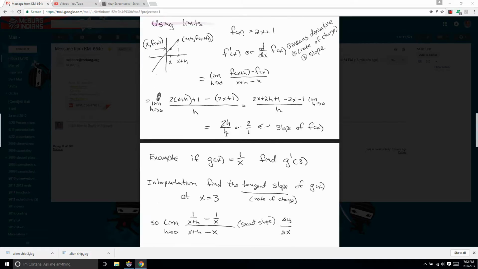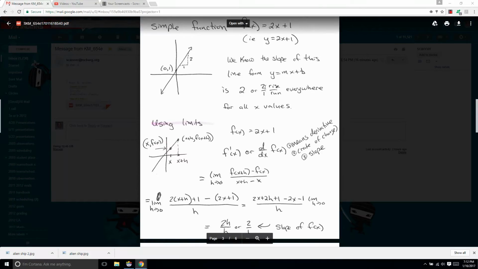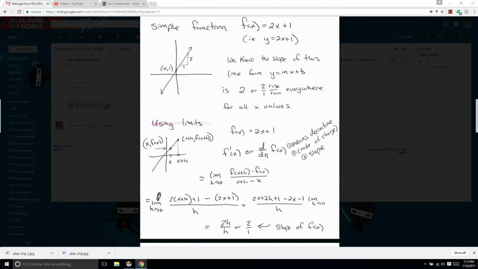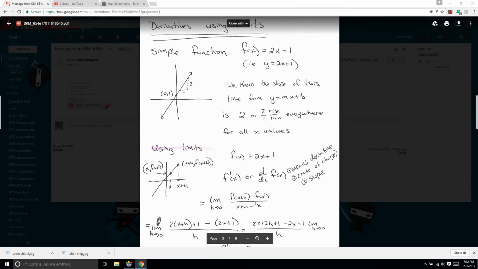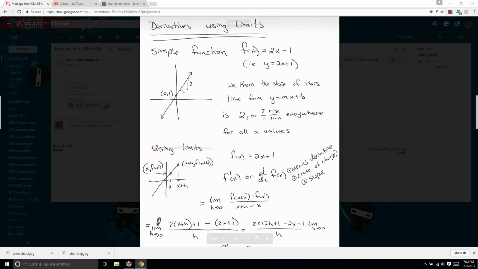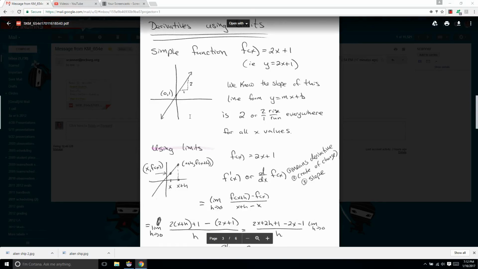So we're left with 2h over h, which as we cancel out the h's, as h approaches 0, we don't even have anywhere to put it in. We've just got 2 over 1, which is the slope of f of x. We have just found f prime of x, or for that matter, the derivative with respect to x of f of x. What's the derivative? 2 over 1. Were we expecting the slope of that line to be 2? Yes, we were, because the thing is linear. Good enough.